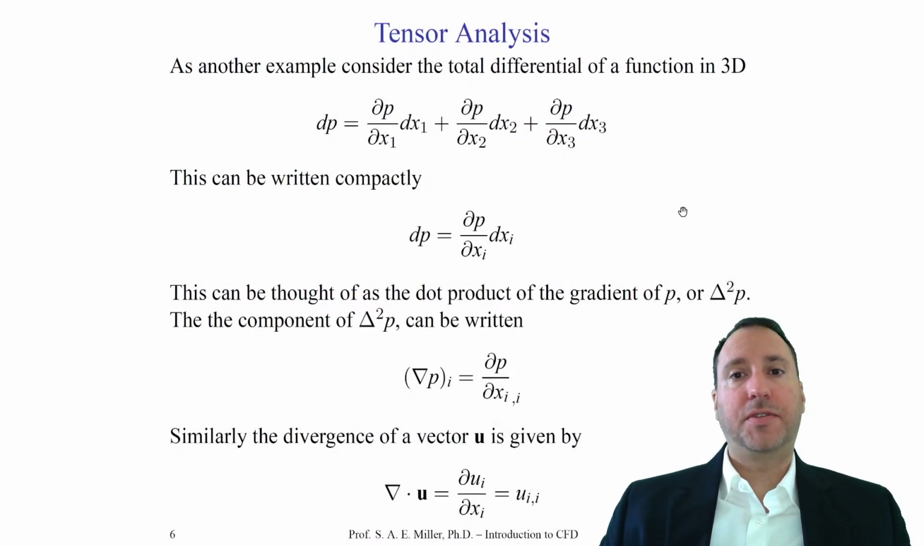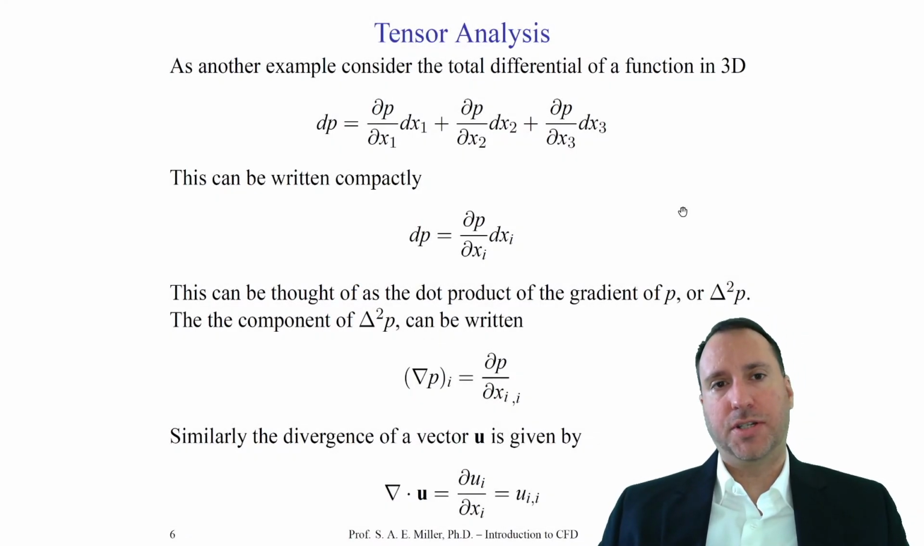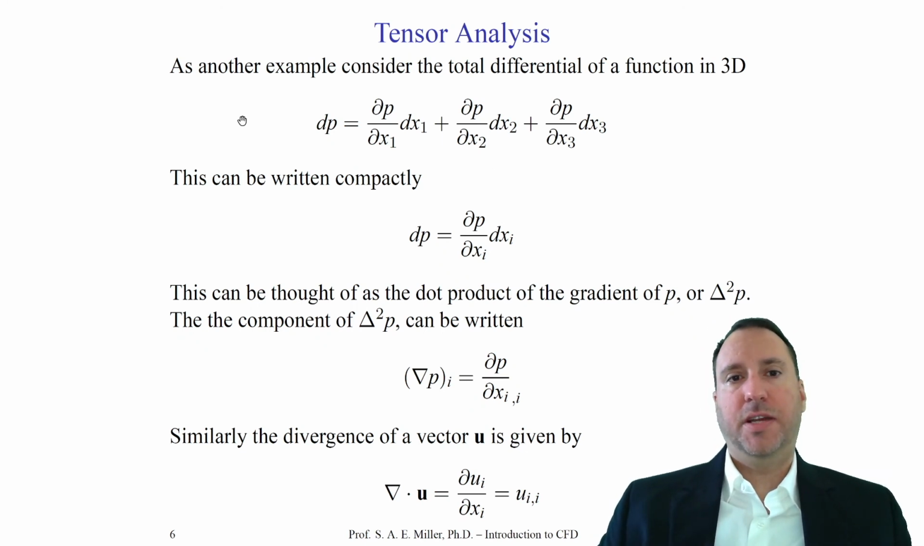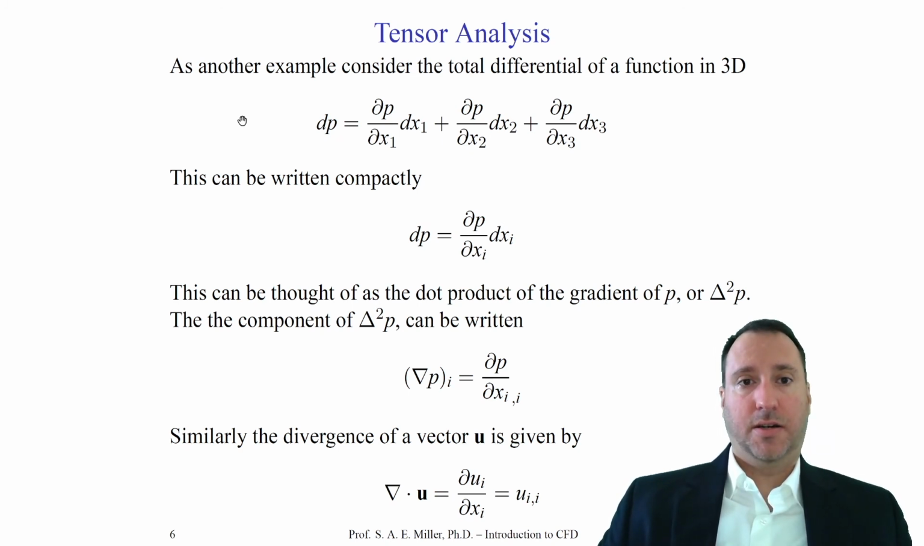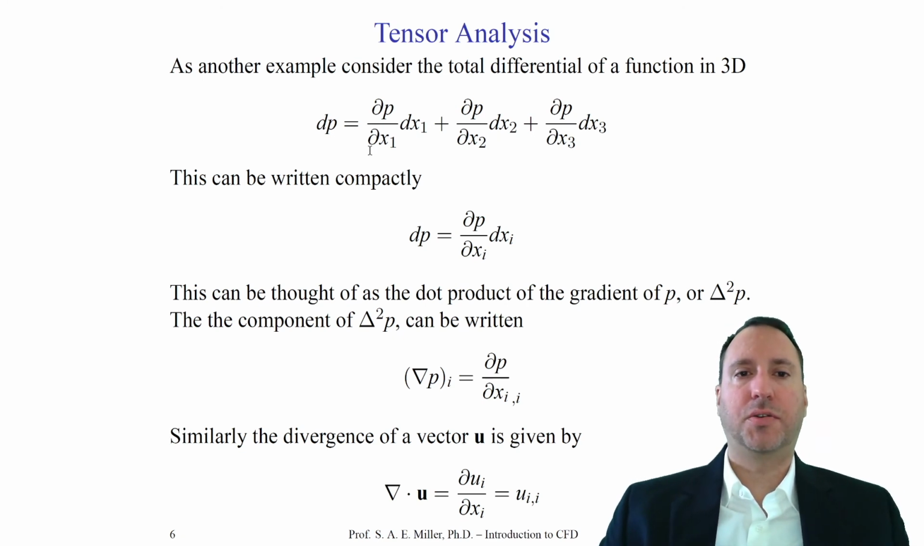Let's look at an example of the total differential for a function in 3 dimensions. Here I have written the equation dp equals partial p partial x1 dx1 plus partial p partial x2 dx2 plus partial p partial x3 dx3. These represent derivatives, and these partial symbols where my cursor is are for partial derivatives. For example, this first term on the right-hand side of the equal sign is the partial derivative of the static pressure in the x1 direction. That is x in the Cartesian coordinates.